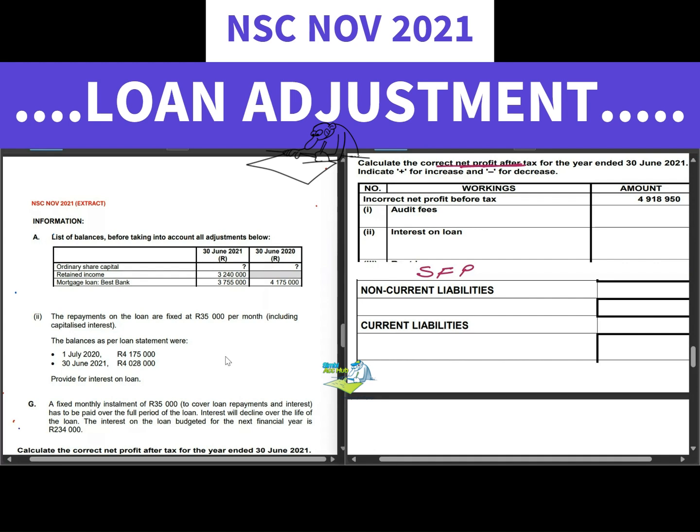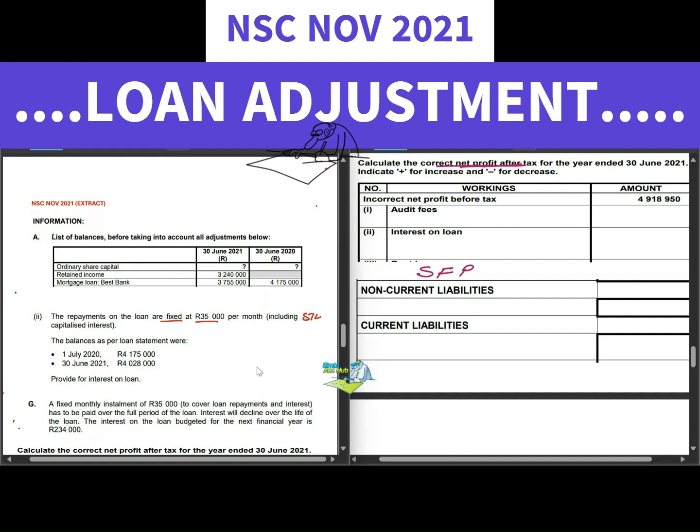I'm no longer going to open a T account because now you have an idea of how to do the loan account. Let's quickly cut corners and do the fast approach. We are told the repayments on the loan are fixed at 35,000 per month. This already is telling us about the short-term loan. When you make payments for this year, you must have the next financial year in mind because your repayments are fixed at a particular amount.